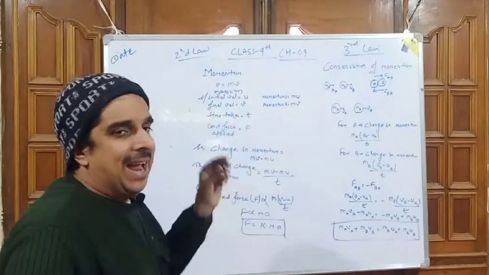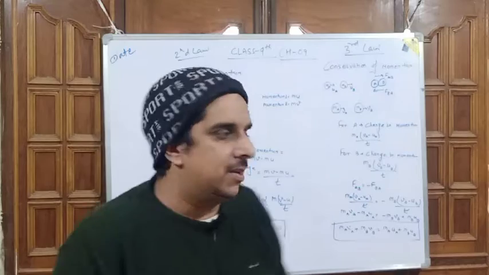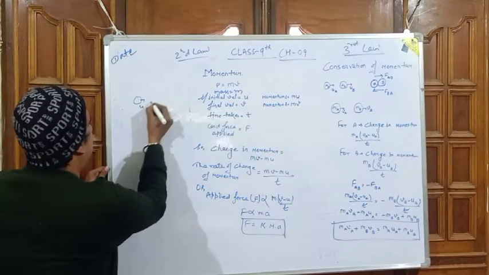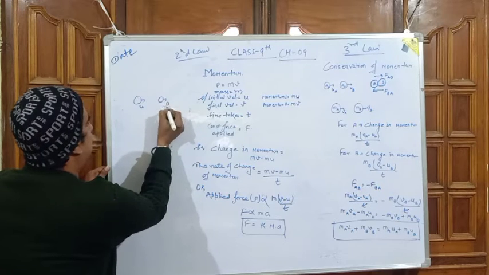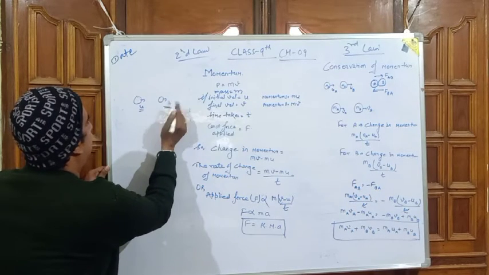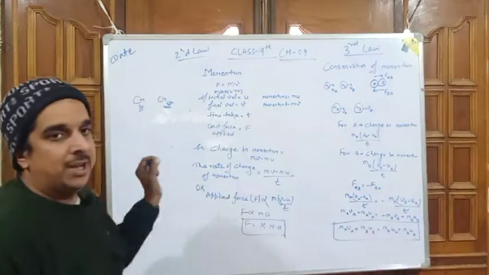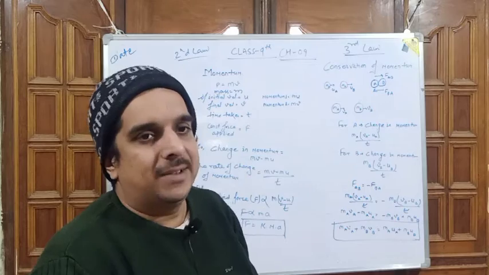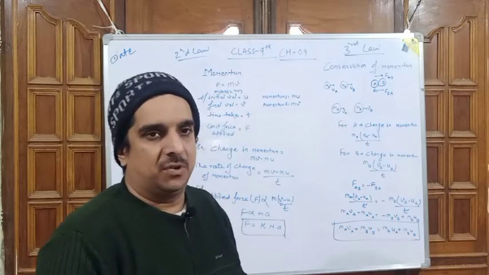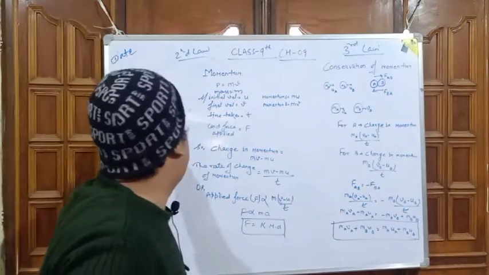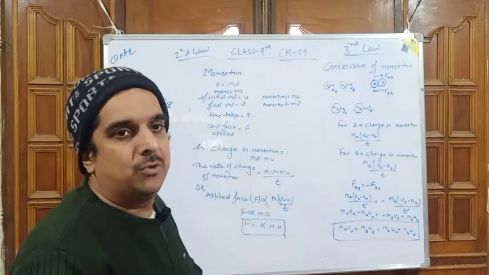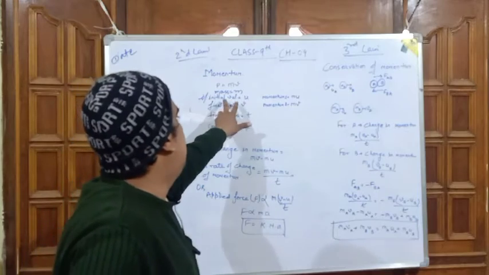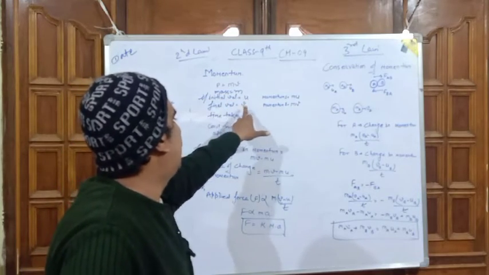So for any object, now you have to consider that any object which starts with velocity u and ends with velocity v. So u is the initial velocity, v is the final velocity. अर्थात प्रारंभिक वेग जो है वो u है और अंतिम वेग जो है वो v है. So here I wrote if initial velocity is u, final velocity is v.